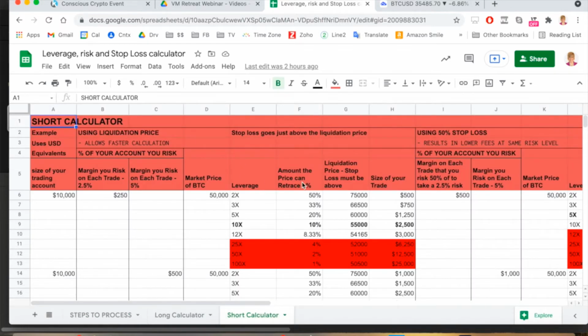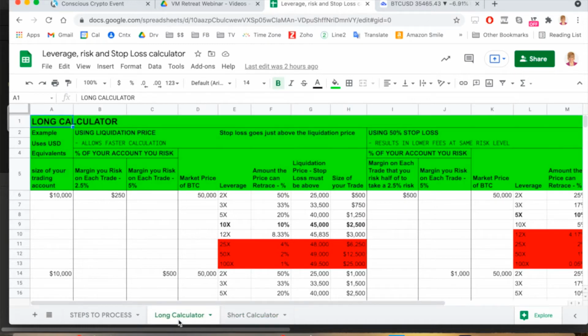I've color-coded it red because we normally associate reds with shorts and longs with greens. So the math is just in the opposite direction on the short calculator. I'm just going to do the long calculator explanation on this video. Just know if you're placing a short, everything's in the reverse direction.